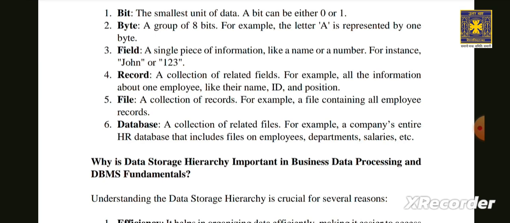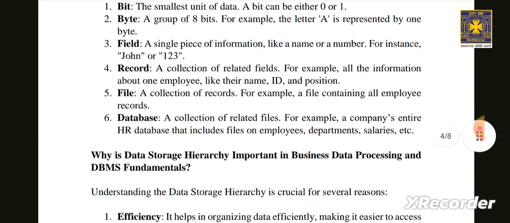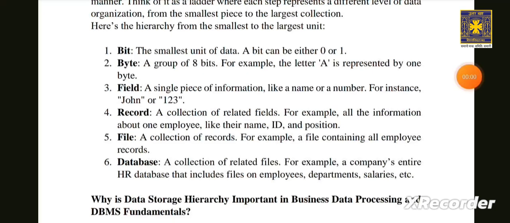And finally, at the top, we have the database, which is a collection of related files. For instance, a company's entire HR database includes files on employees, departments, salaries, and more. It's like a big cabinet that organizes all these folders in one place.